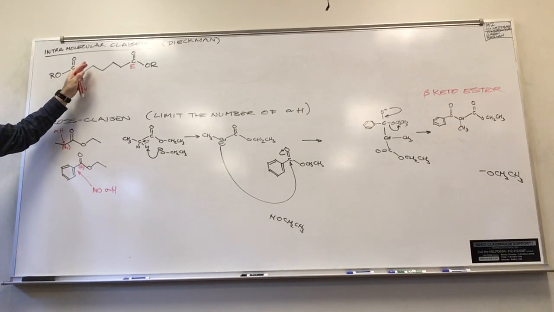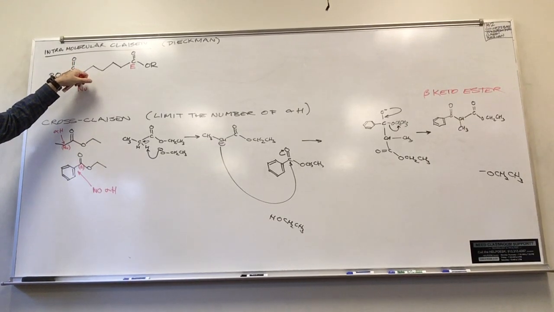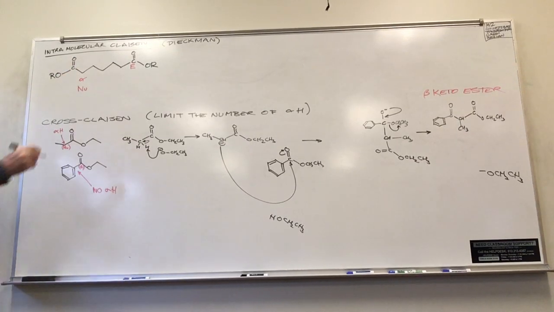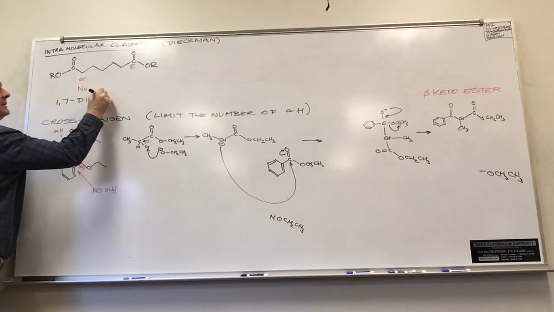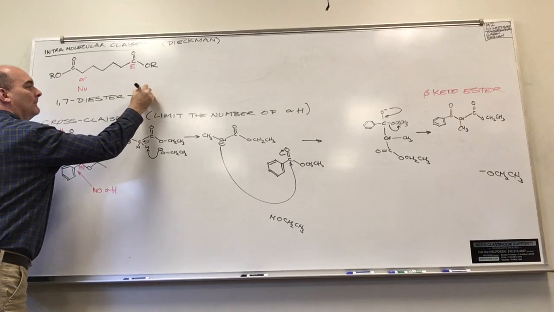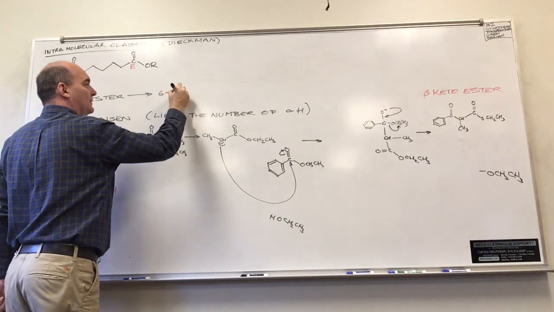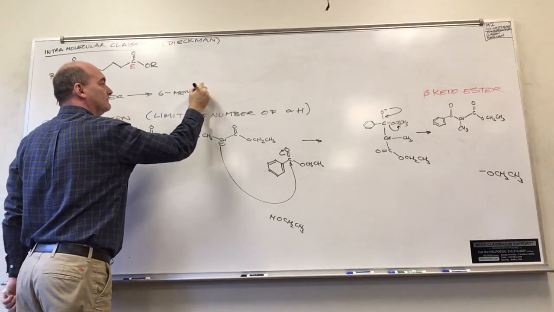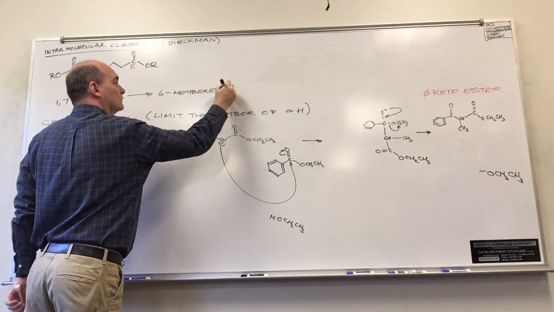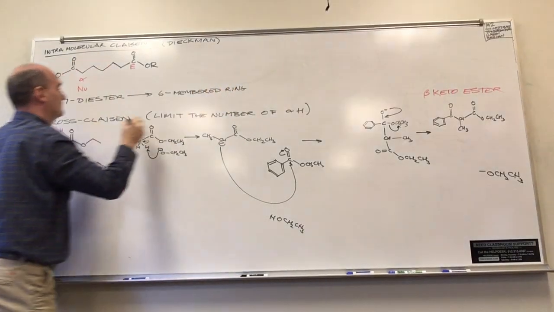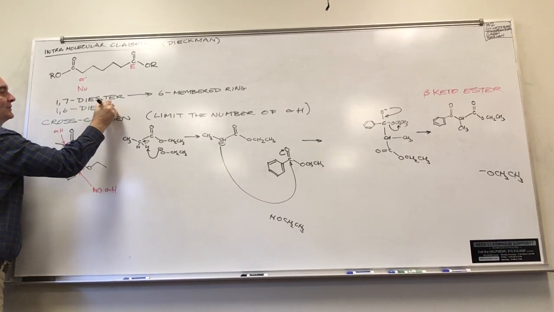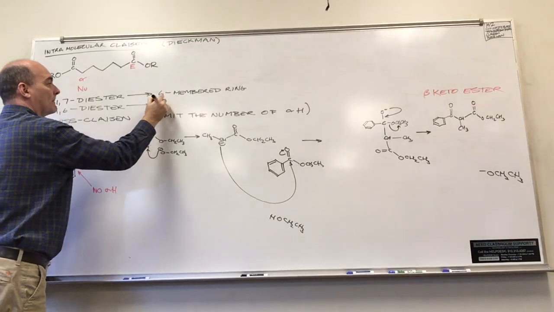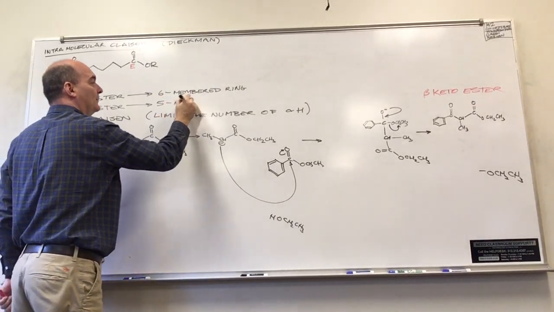But I make the nucleophile 1 carbon in. So this is a 1,7 diester. It is going to make a 6-membered ring. If it is a 1,6 diester, it will make a 5-membered ring.